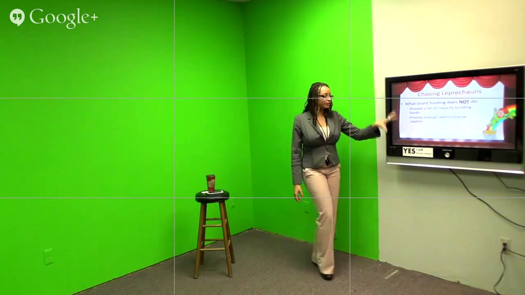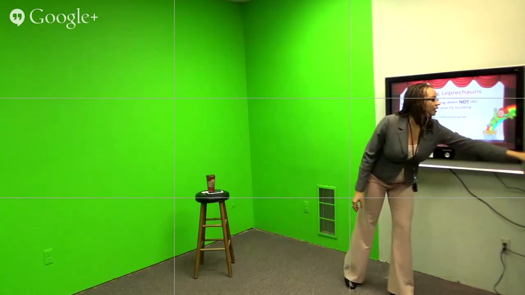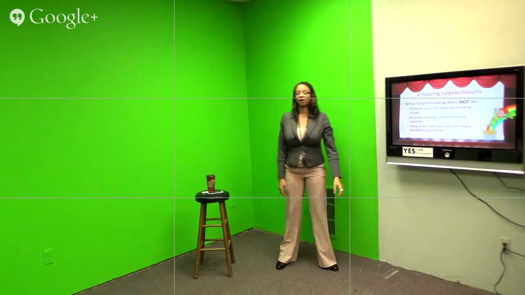Otherwise, they don't provide enough administrative capital, which we just talked about, and they don't help with startup costs or newly established entities.